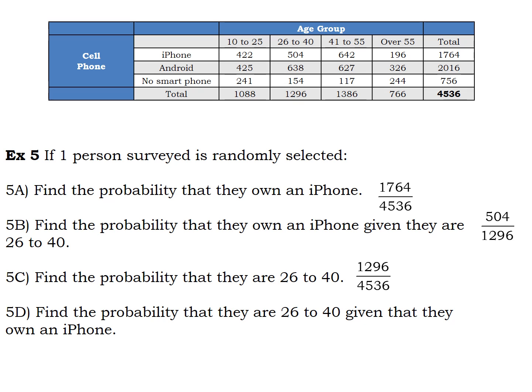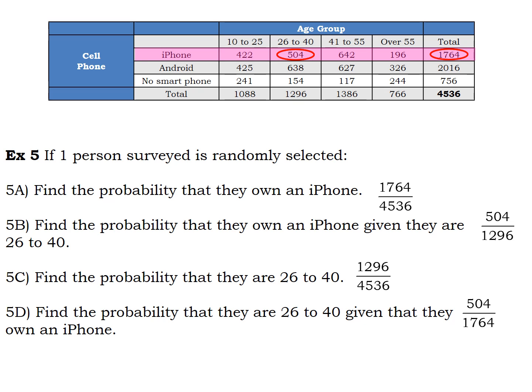And the conditional probability, the probability that they're in this age group given they own an iPhone. Okay. So now again, we're interested in knowing they own an iPhone, what are the chances that they end up in this age group? As opposed to part B, which said, knowing they're in this age group, what are the chances they own an iPhone? Okay, so here, we're only interested in iPhone owners. So there are 1,764 of those to choose from, and 504 of those actually do fall in the 26 to 40 age group. So that's our probability.